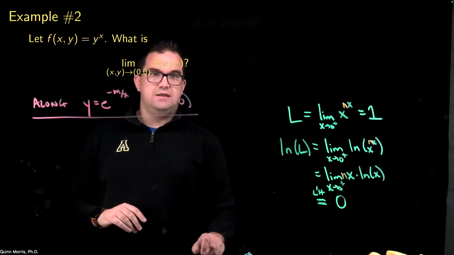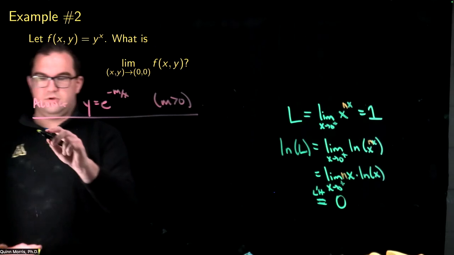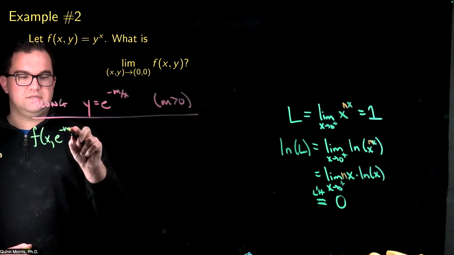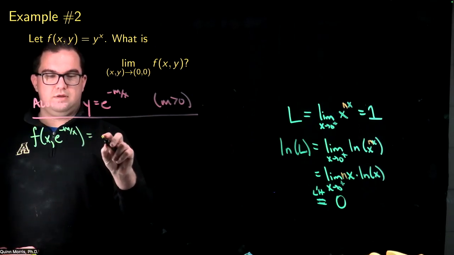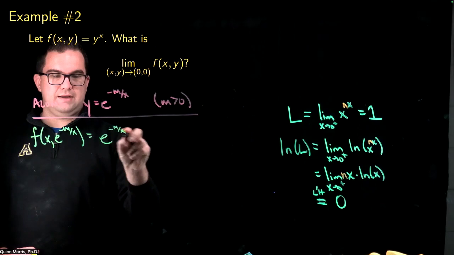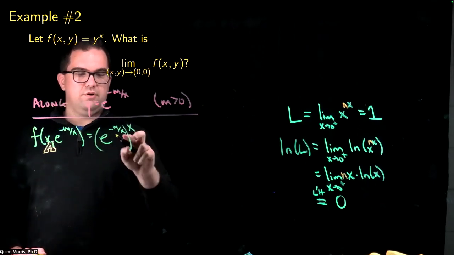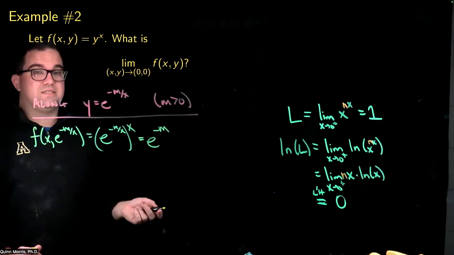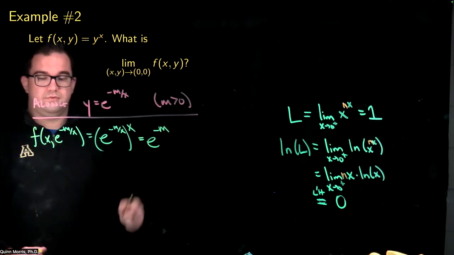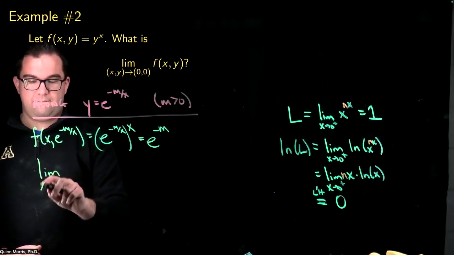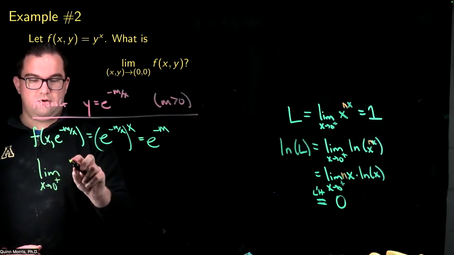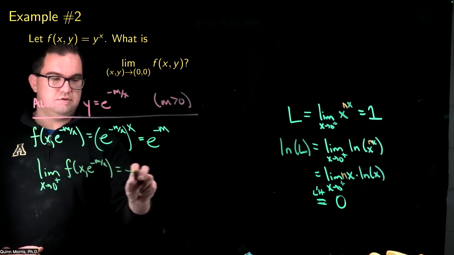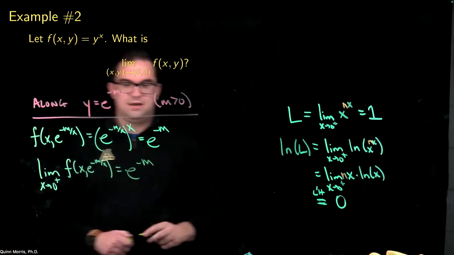Okay. Now what? Well, let's look at our function. So what is f of x comma e to the minus m over x? Well, that's going to be e to the minus m over x, to the x power. I'm going to multiply those together. This is just going to be e to the minus m, which is a constant as far as x and y are concerned, right? So here the limit as x goes to 0 of f of x, e to the minus m over x is just going to be e to the minus m. It's going to be that constant value.